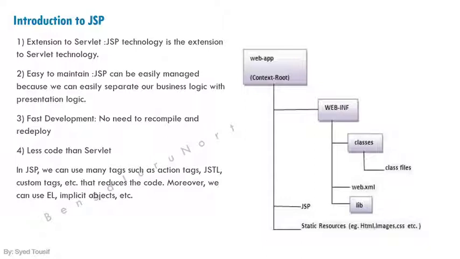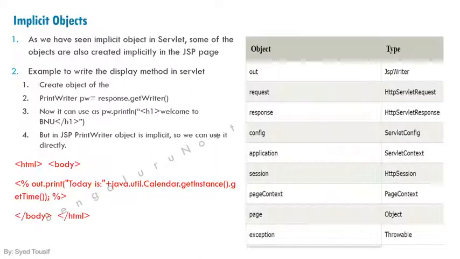Whenever a JSP is called, the page is going to be compiled. When it comes to features, it has a lot of implicit objects like out, request, response. Request and response we have already seen in the servlet also. Some other objects like out we can use to print output. Yesterday we saw configuration, application, session, and page context, and exception also. These are the implicit objects that a JSP provides.